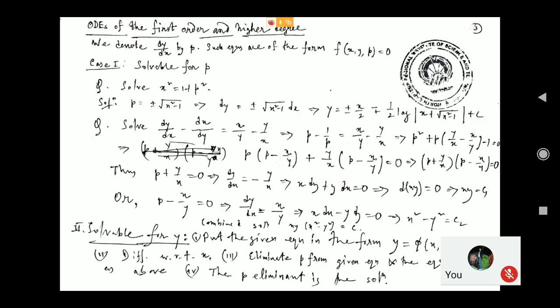First order and first degree. We have discussed the exact method, then how to make it exact by finding integrating factors, if it is not directly exact, all these things.